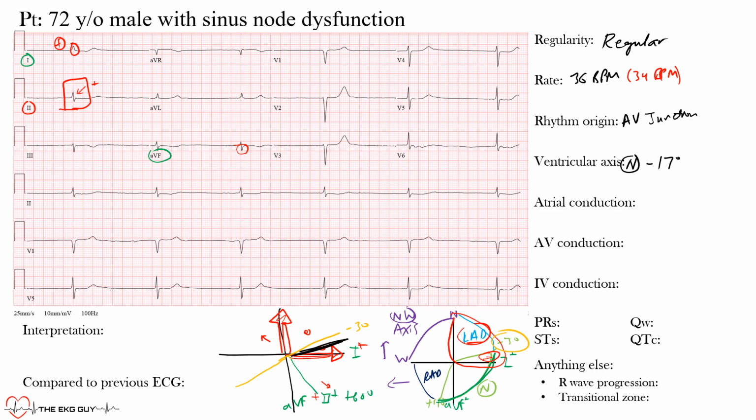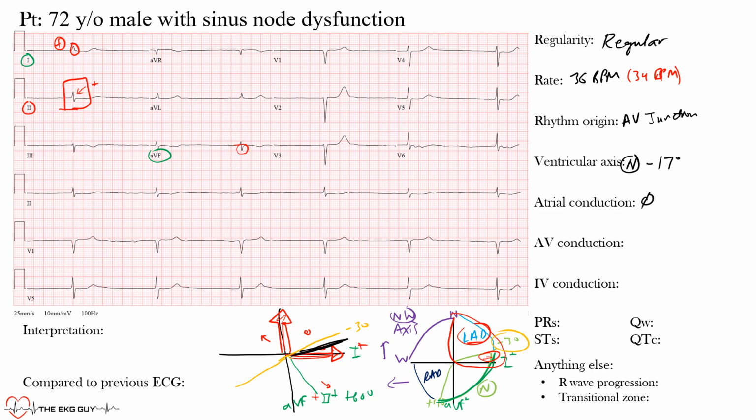Next, we have atrial conduction. This is where I'd like to focus: are there any atrial enlargement abnormalities within the atria, either the right or left atria? And here, we don't have any P waves that we made out. Now, P waves may be buried within the QRS complex, which may be the case here. So in this case, we can't comment on that, okay?